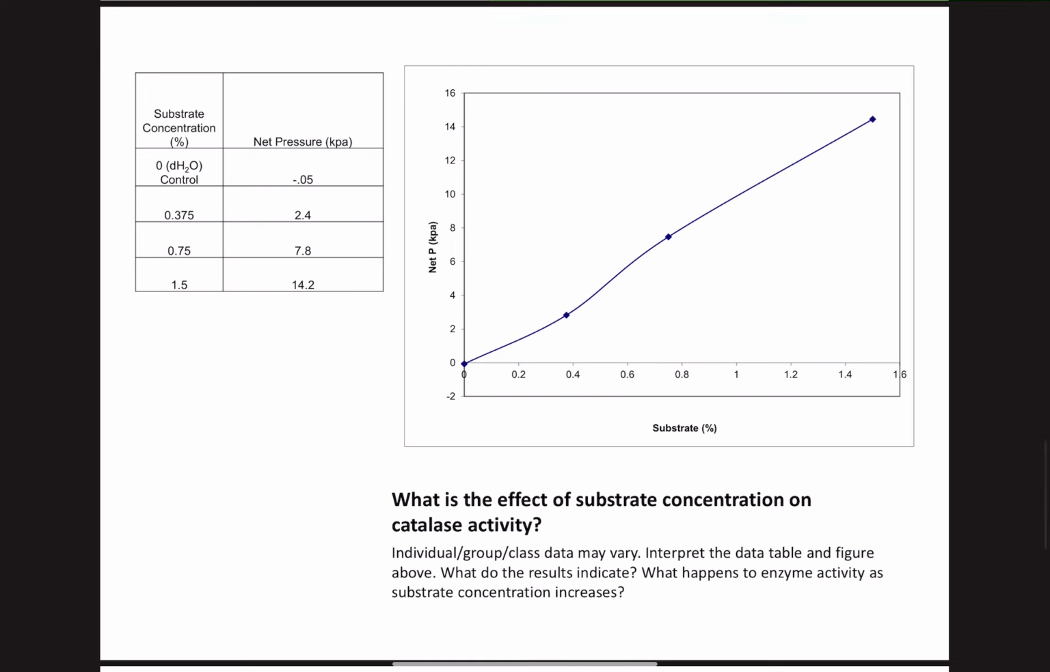So the effect of substrate concentration on catalase activity. When we're looking at 0, we have no enzymatic activity, and that is because enzymes need substrates in order to function. As we have this increase in substrate concentration, our enzymatic activity does increase and then it plateaus. The plateau happens because the enzyme becomes too saturated. That means that they are all occupied and working at full capacity.